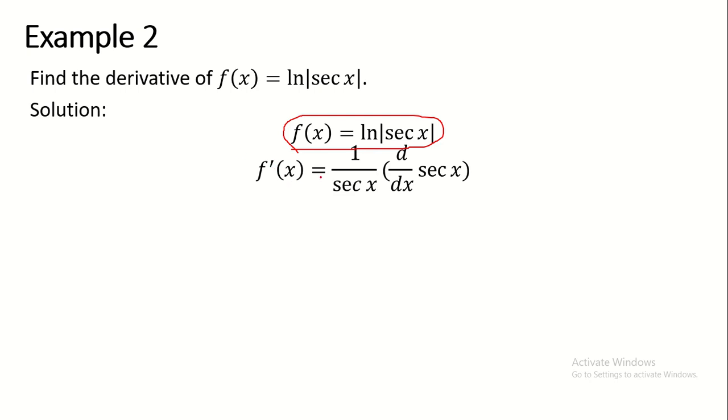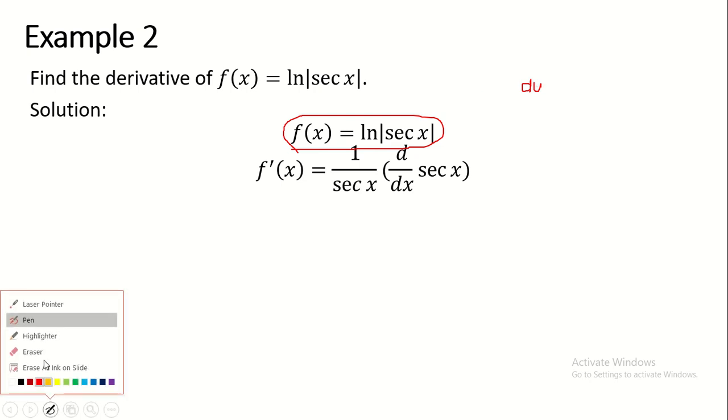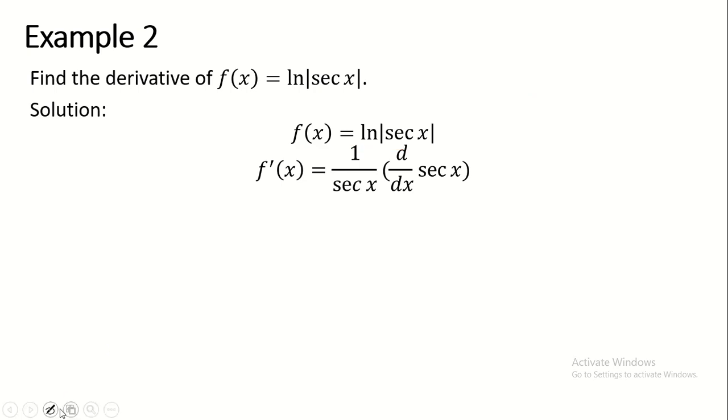So, f prime of x is equal to, so, na-apply pa rin natin dito yung theorem 1.4 which says that the derivative, wait lang, okay, yung theorem 1.4 sinasabi, the derivative d over dx of the natural logarithm of the absolute value of x is equal to 1 over x. So, in this example, ang nasa loob ng absolute value symbol natin ay secant x.